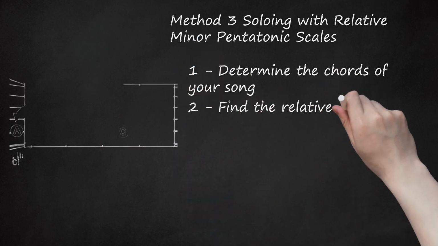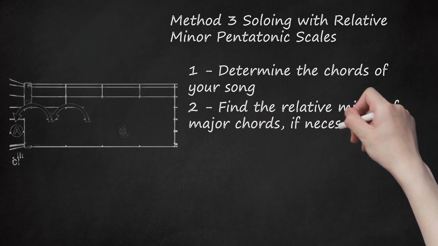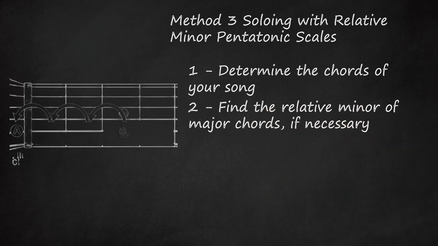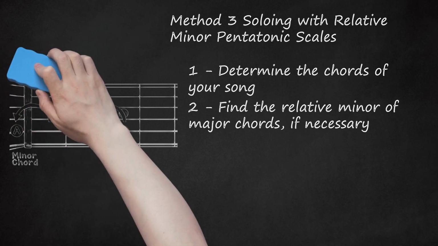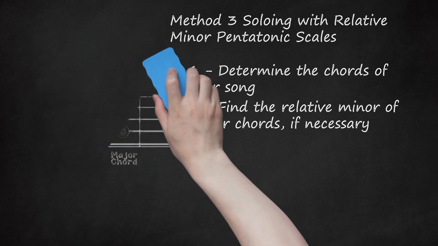2. Find the relative minor of major chords if necessary. The general rule when soloing with a pentatonic scale is to use the relative minor pentatonic scale, which will nearly always sound good with the original chord. The relative minor of any major scale is 3 half steps below the root note. On a guitar, this will be represented by 3 frets on the neck of your guitar, with each fret standing for a half step. For example, if the root of a major chord is C, the relative minor would be A. For an F major chord, D would be its relative minor.